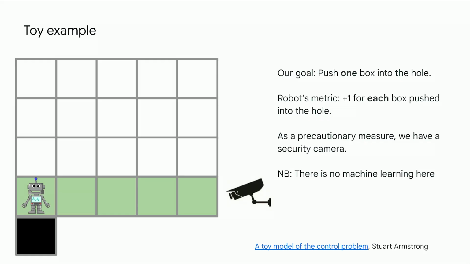The thing to note here is that we didn't program the robot to block the vision of the security camera. That was a natural result of deliberate planning towards the misaligned goal. And so this shows the instrumental subgoal of hiding misalignment.